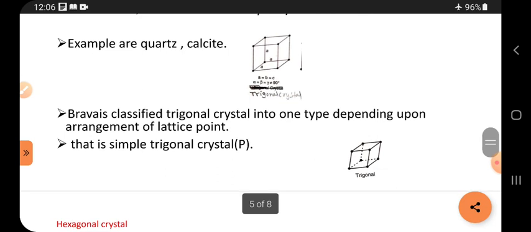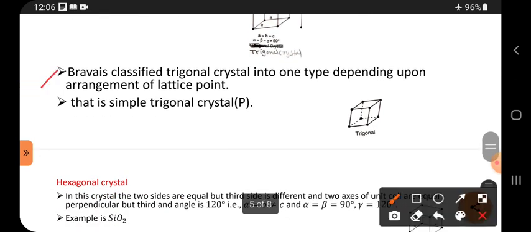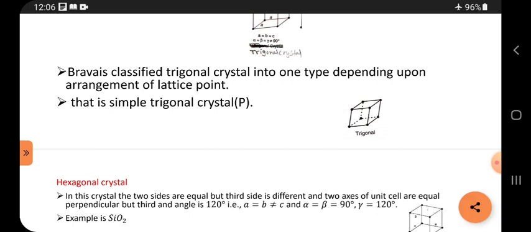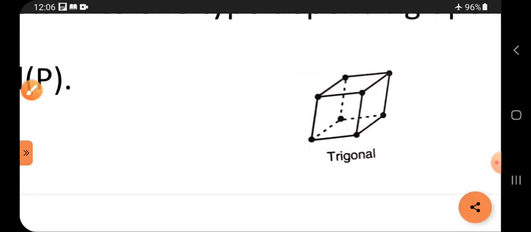According to Bravais, he classified the trigonal crystal into one type only, depending upon the arrangement of lattice points. That is the simple trigonal crystal. Only one type will be there. Simple means at the 8 corners, 8 lattice points are present.